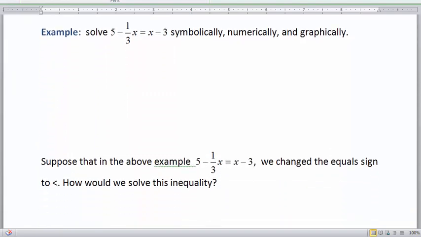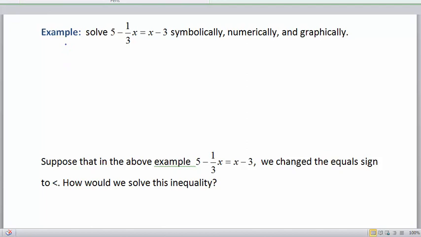So here's our first simple example here. Solve 5 minus 1/3 x equals x minus 3 symbolically, numerically, and graphically. Well, solve symbolically again is the way that you're used to, right? So you generally had a process for solving symbolically. You would distribute, combine like terms, get all the variables to one side, get all the constants to the other side, and then multiply or divide at the end, all right? And it's the same concept here. Now, you might make the argument, well, I want to get rid of that 1/3 here first, and I can multiply by the LCD to do that, but we'll hold off on that at this point, and we'll just do this in a straightforward manner.